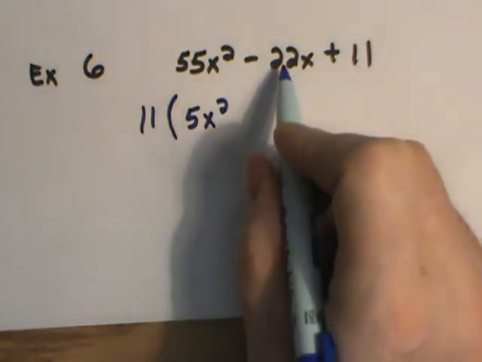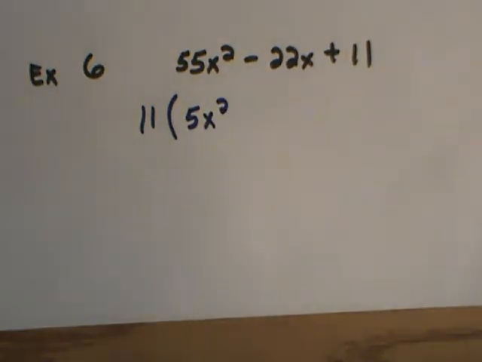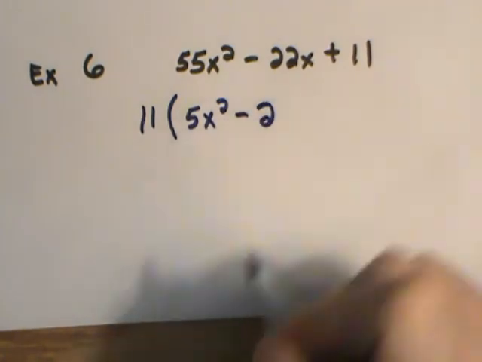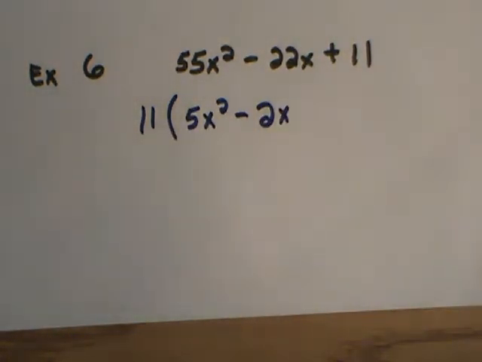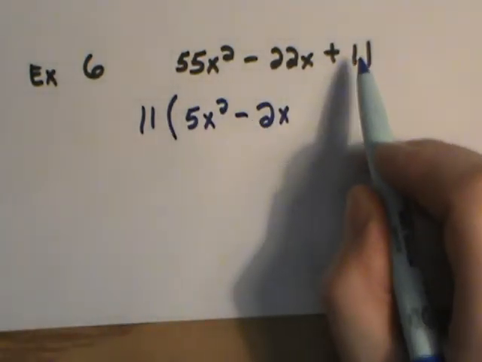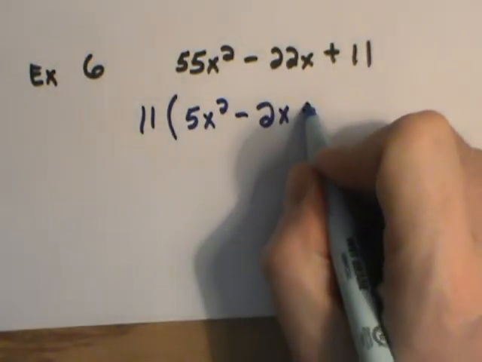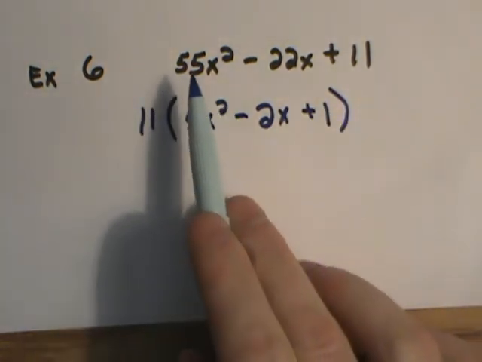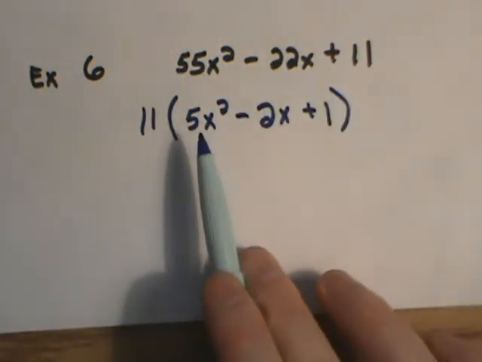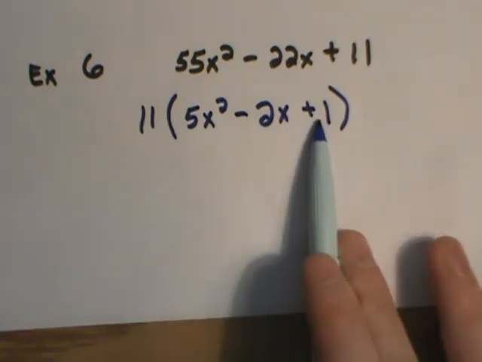11 times what gives me the negative 22? Negative 2. I need the x. And then 11 times what gives me 11? I would need that plus 1 as a placeholder. So it's like a broken record here. I saw 3 terms to begin with. I had to have 3 terms in my parentheses.